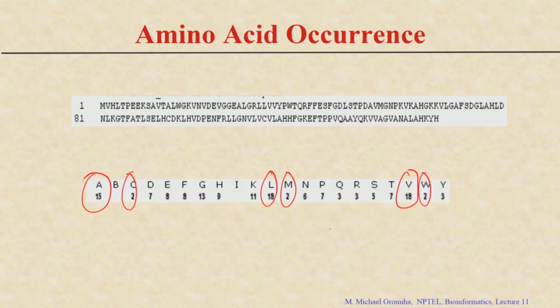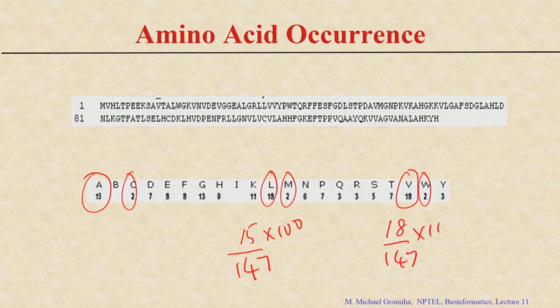This is if I take this example. How many alanines are in this protein? 15. So 15 divided by 147, if there are 147 residues, multiplied by 100. What is the composition of valine? 18 divided by 147 multiplied by 100. We will get the composition of any specific residue in this protein.